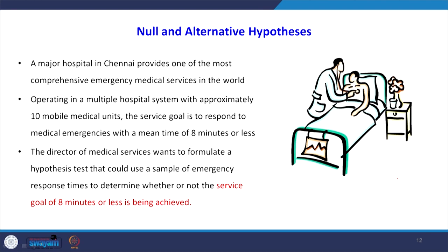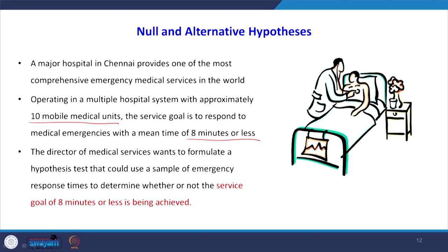A major hospital in Chennai provides one of the most comprehensive emergency medical services in the world. Operating in a multiple hospital system with approximately 100 mobile medical units. That hospital is having, not 100, 10 mobile medical units. The service goal is to respond to medical emergencies with a mean time of 8 minutes or less. So the problem is that they have 10 mobile medical units, and whenever there is an emergency, they have to respond in 8 minutes or less.